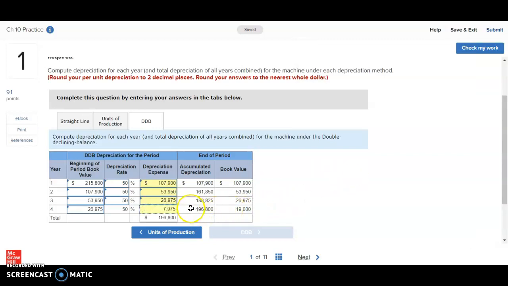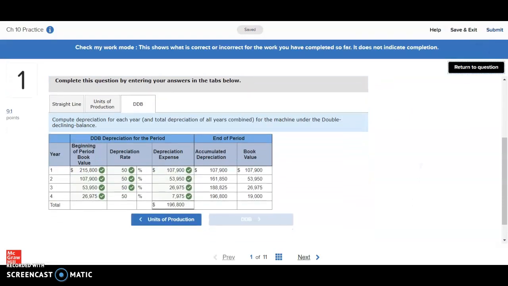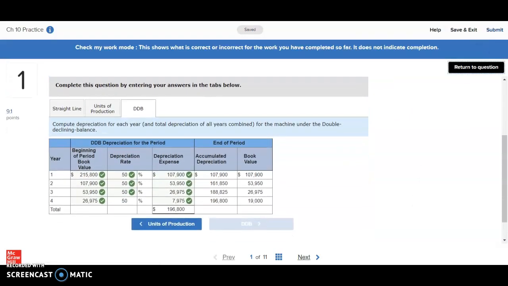And you'll see that that brings our total accumulated depreciation and our total depreciation expense to that cost minus the salvage value, which we calculated in the other ones, and we got $196,800. Our book value should equal our salvage value, and that's what we want to see. So I'm going to hit check my work to show you that that's what we should be doing, and you're going to see that that's what we're doing.